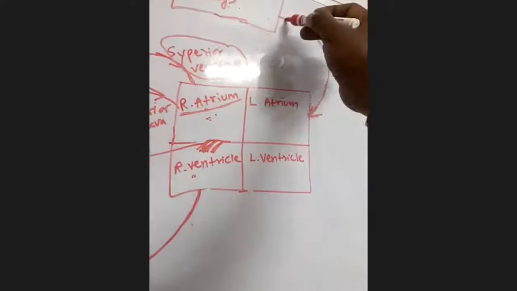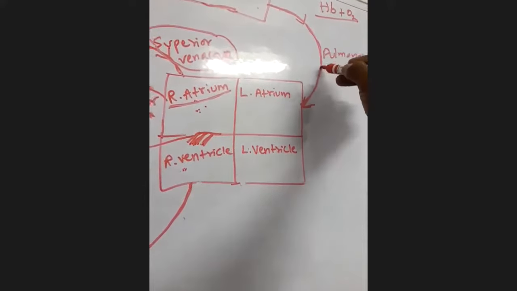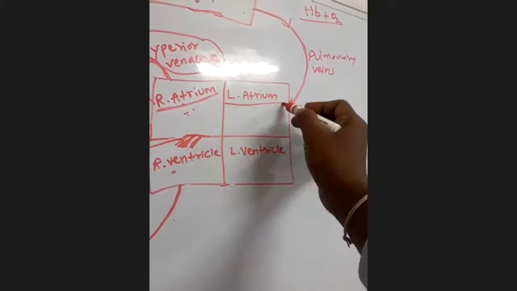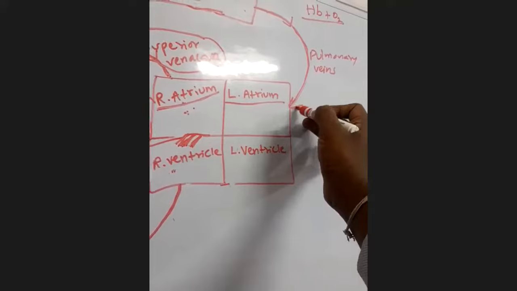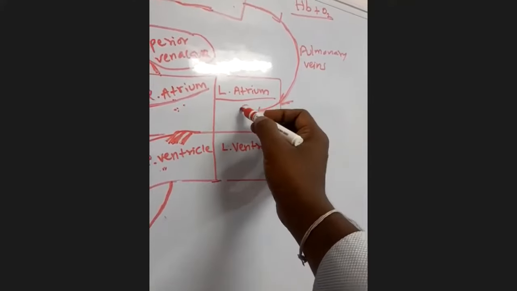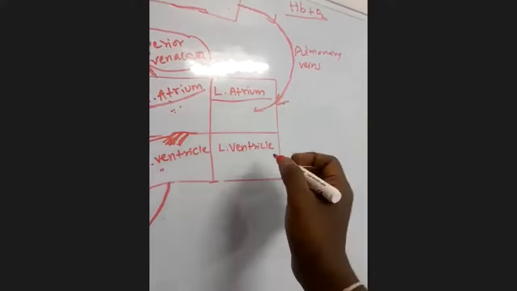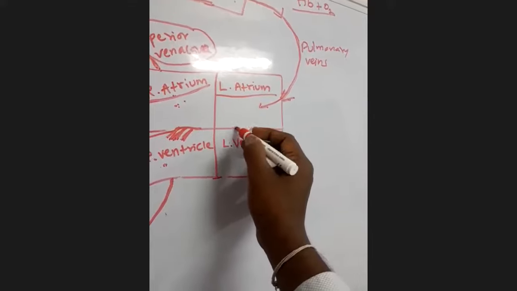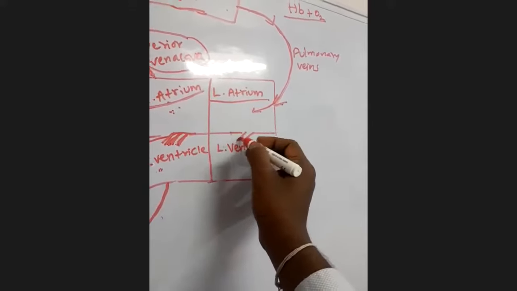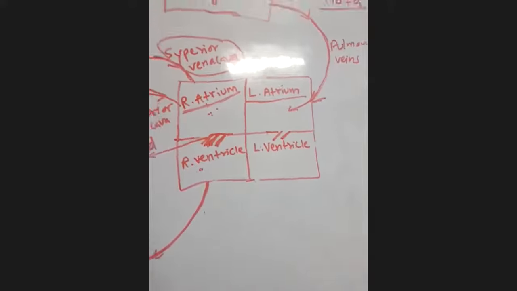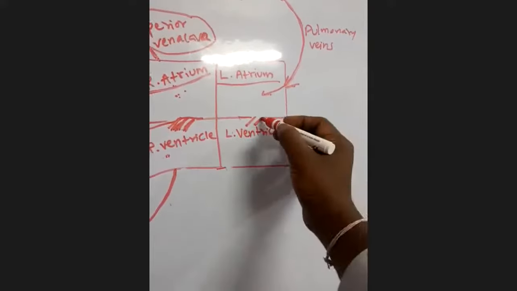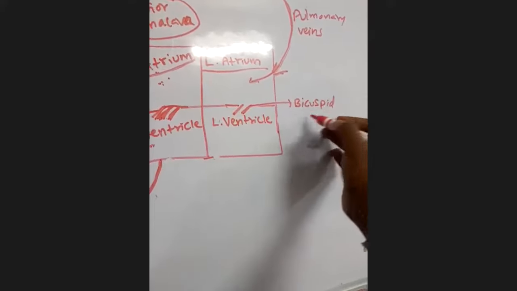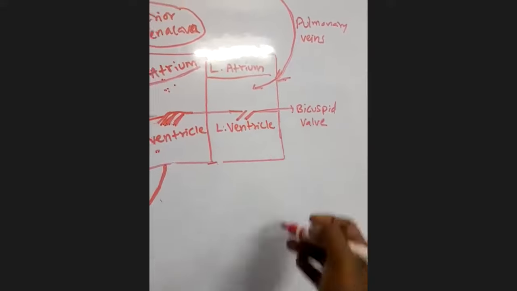That is called oxyhemoglobin, right? Now this oxygenated blood or pure blood enters into the left atrium. Once this is filled, here again there will be two flaps like this, right? These two flaps we call the bicuspid valve.